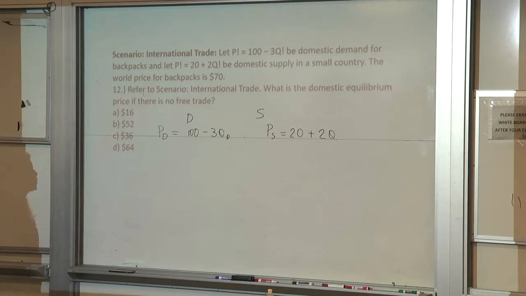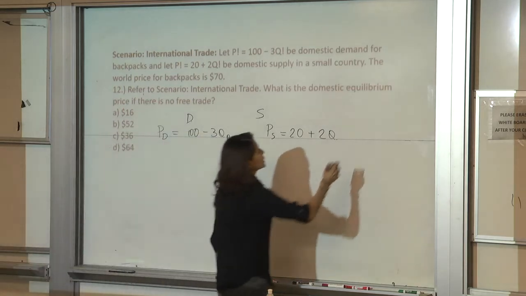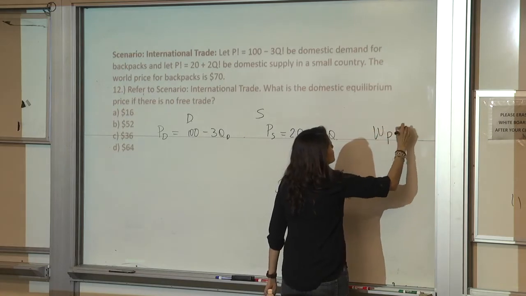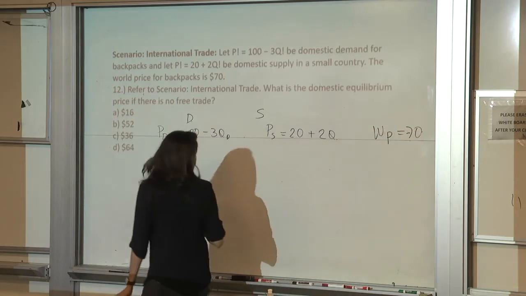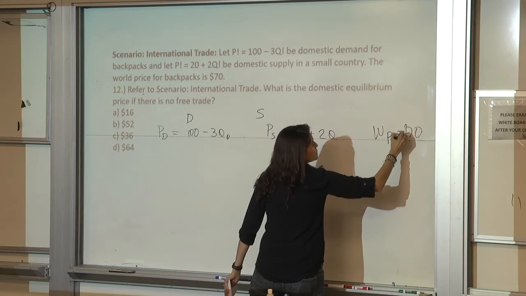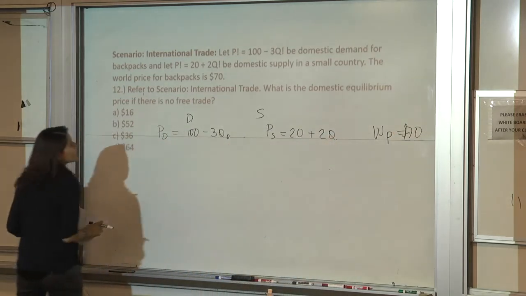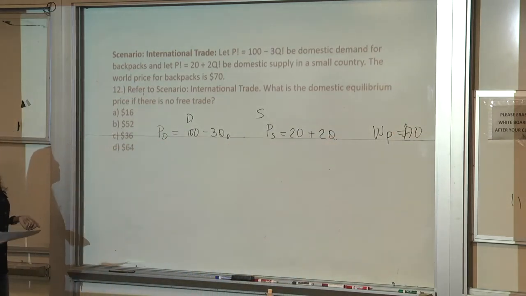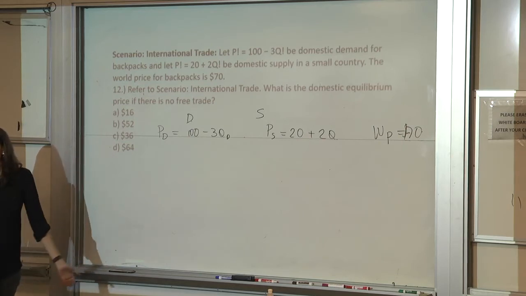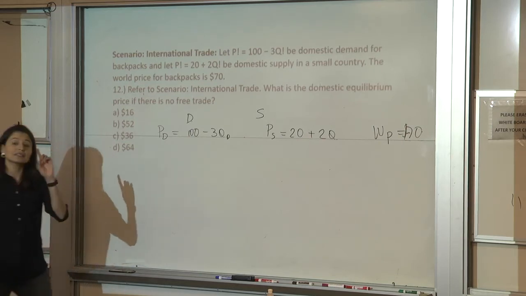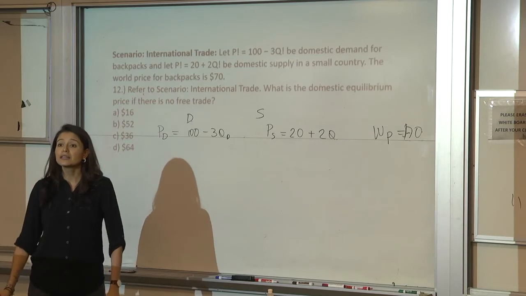The world price for a backpack is 70, okay? Now, what is the domestic equilibrium price if there is no free trade? So domestic equilibrium price is just making demand and supply equal, yes?